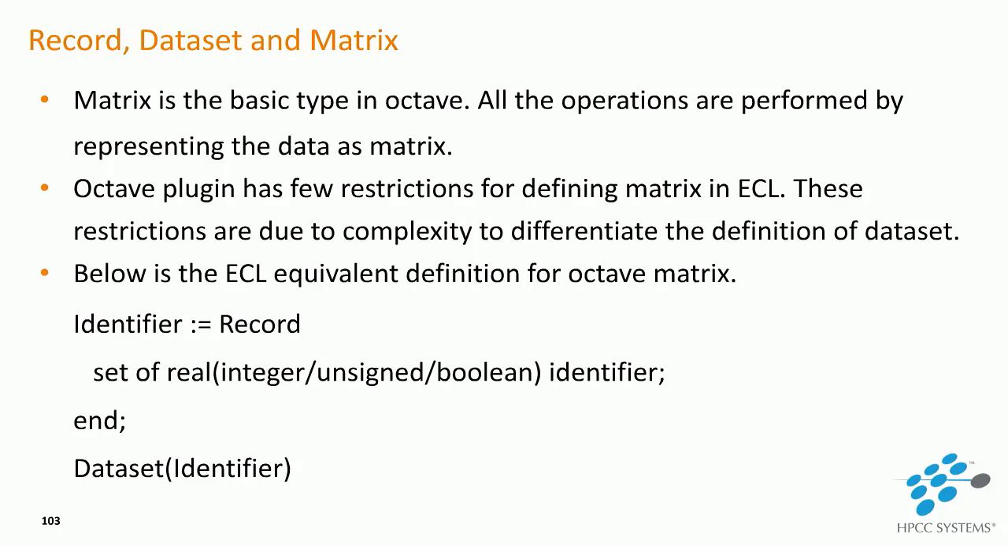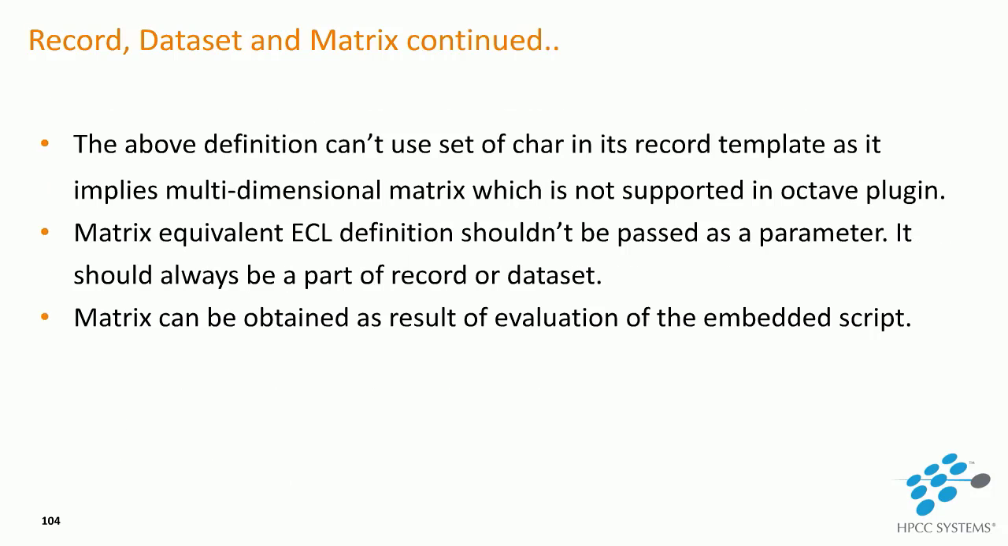So record, data set, and matrix. Matrix is a basic type in Octave, so all the operations made in Octave use matrix as a basic type. It's a first-class object in Octave. To define a matrix, the equivalent ECL definition will go like this, where the record template has a set of real or set of integer as a field, and this is the only type that maps to matrix. This is how we can deal with matrices in the Octave plugin. We can't use set of char there, because it would map to a multi-dimensional matrix, which is not supported by the plugin. And there are a few restrictions on matrices. The next two points are about restrictions, which I'll talk about in the coming examples.